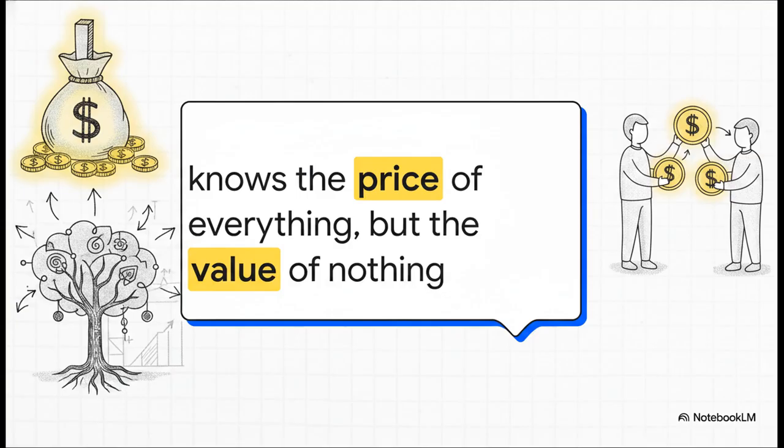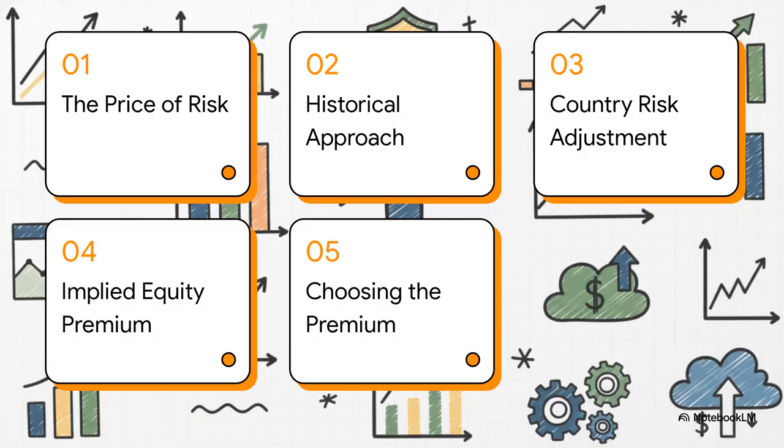A shocking number of investors actually just play the bigger fool game, buying something simply hoping some bigger fool comes along and pays more for it later. We are definitely not doing that today. To avoid that trap, we're building a practitioner's tool belt to practically measure the price of risk.